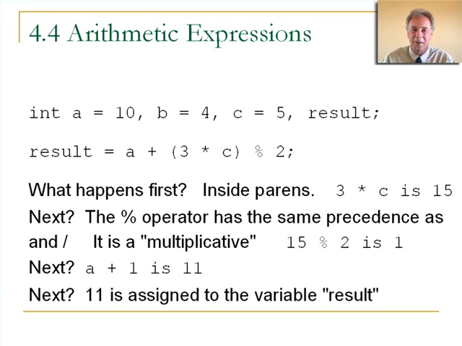And the result, did you get it? Yes, the result is 1. 15 modulus 2 is 1. And now add in A, which makes the entire result of that expression, or we say the expression evaluates to the value 11, which is then assigned to the variable result. The order that things happen in arithmetic expressions is critical to getting the right result and to understand what the arithmetic expression is actually doing.